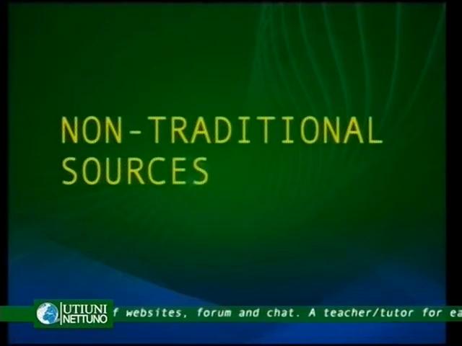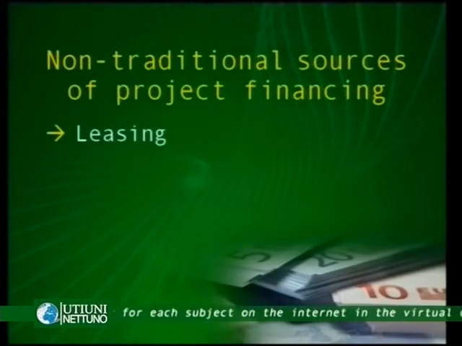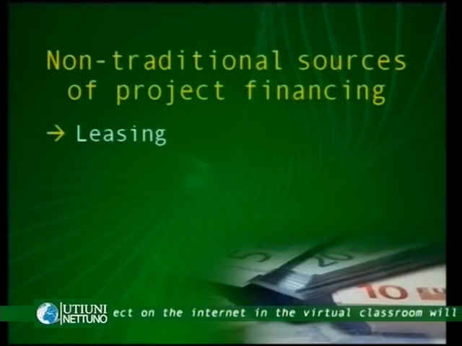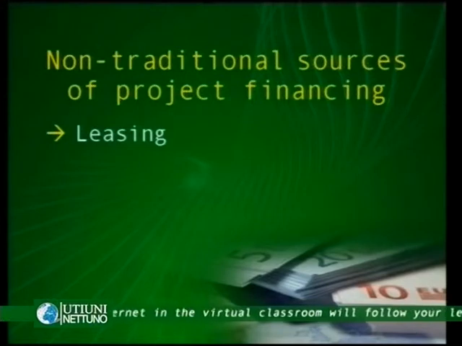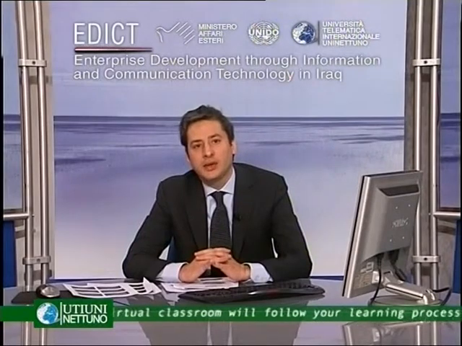Now we have the non-traditional sources of finance. One of the most important non-traditional sources of project finance is leasing. So leasing is a specific form of credit that the firm can acquire in the moment it buys a fixed asset. So in this case, there is a financial intermediary that is buying the fixed asset for the firm, and the firm is paying for the fixed asset in different installments over time.